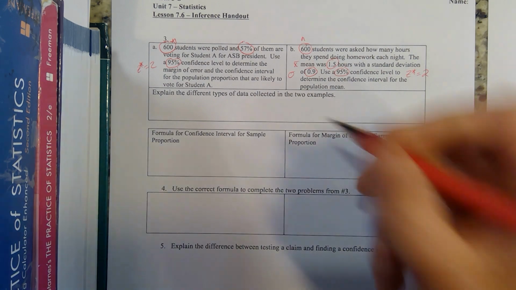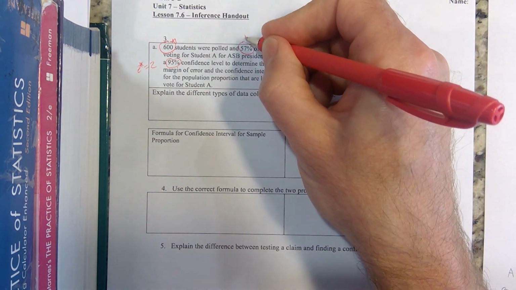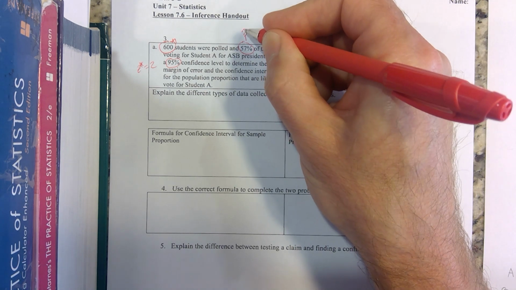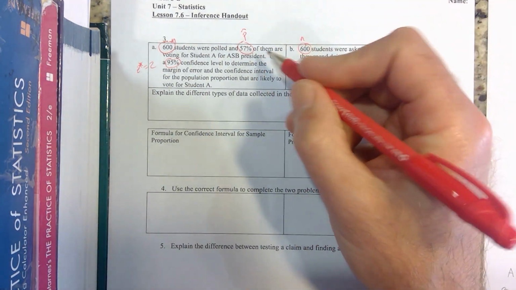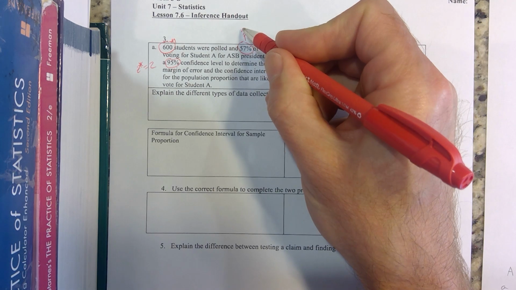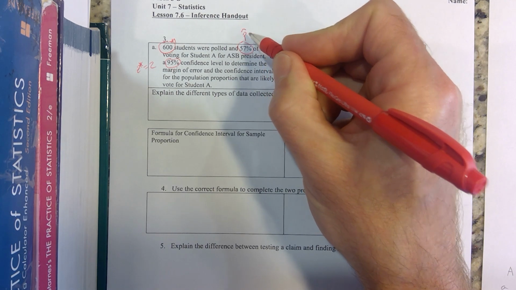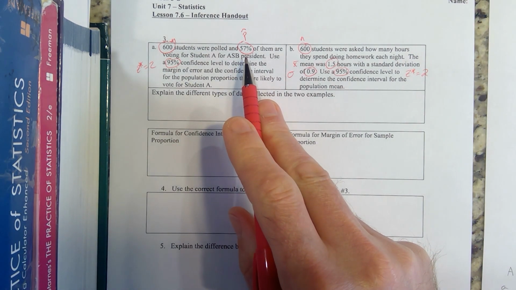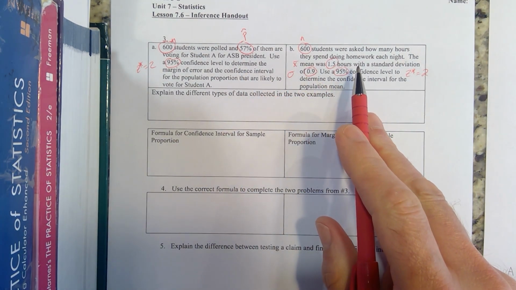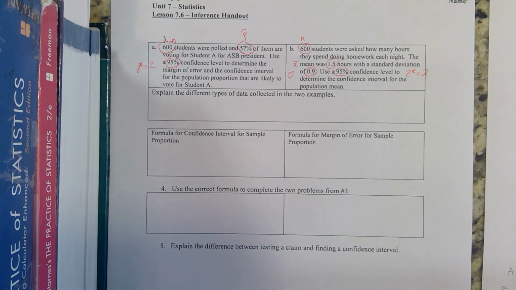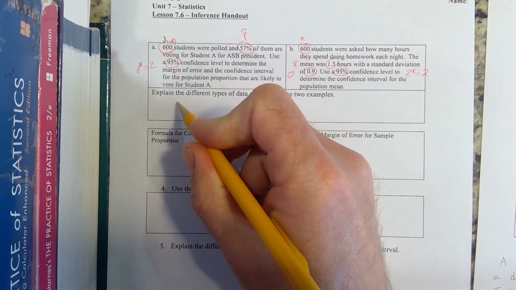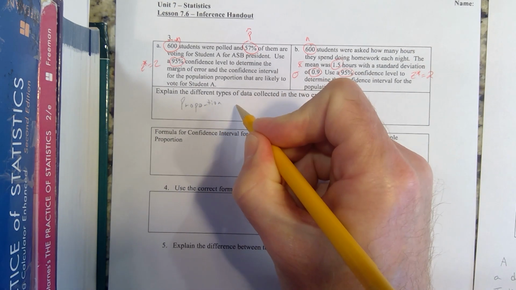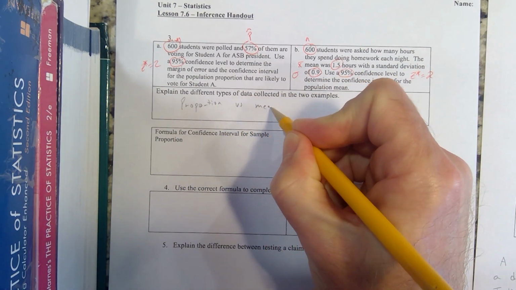When I have a percentage like this, we call this a proportion. So instead of calling it X bar, I'm going to call it P hat. Instead of a flat line, I draw a little hat on there, and that's read P hat. So this is a proportion problem versus over here, a mean problem. Those are our differences: a proportion versus a mean.